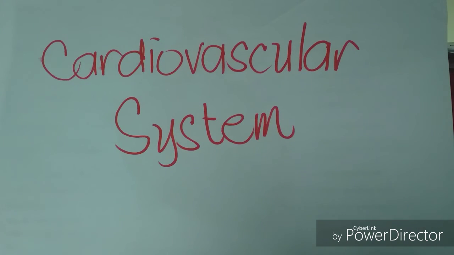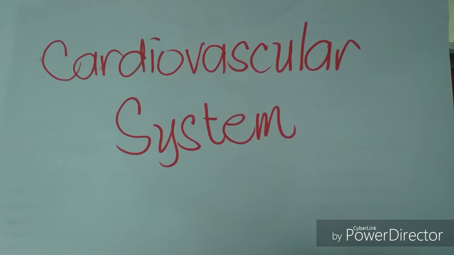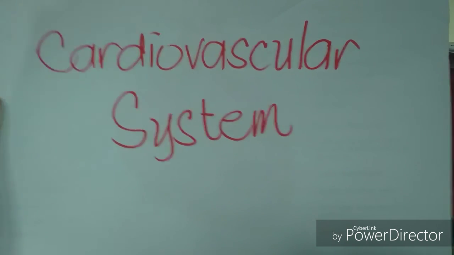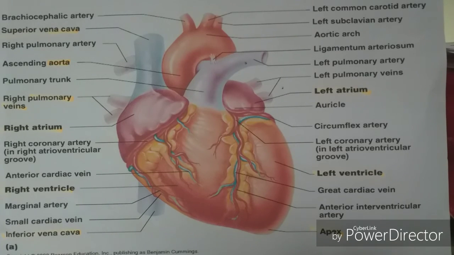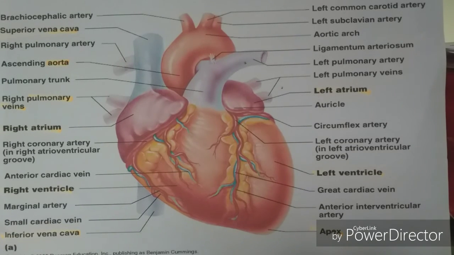So we'll talk about the cardiovascular system. The cardiovascular system is a closed system of the heart and blood vessels. The heart pumps the blood. Blood vessels allow blood to circulate to all parts of the body. The cardiovascular system delivers oxygenated blood throughout the body in order for them to function well.